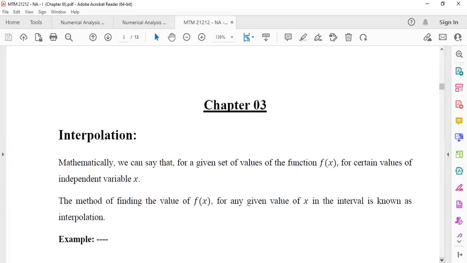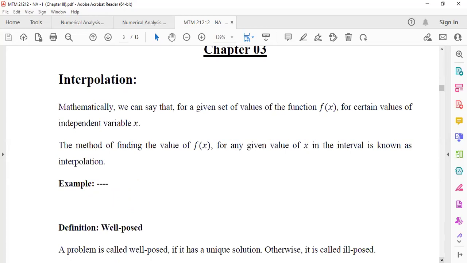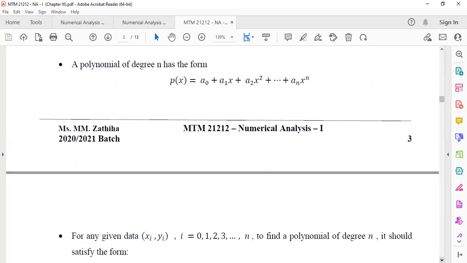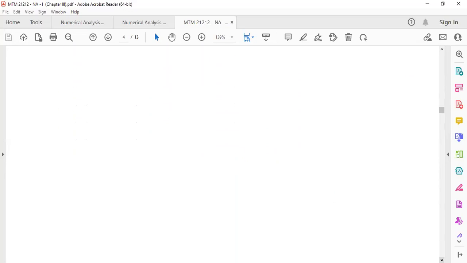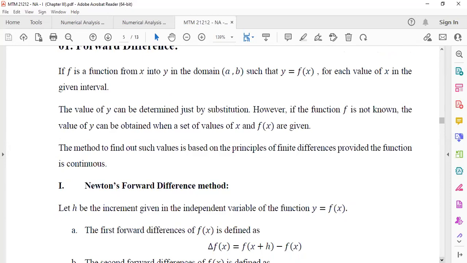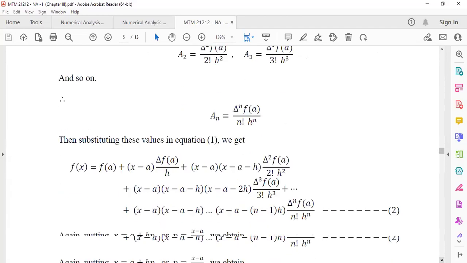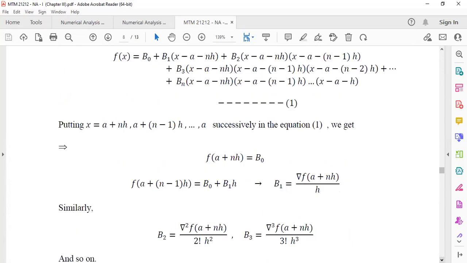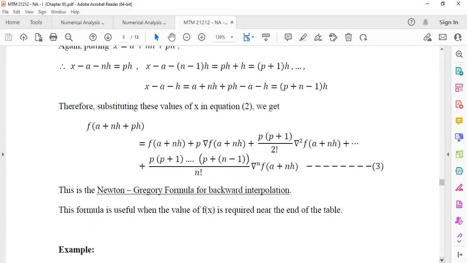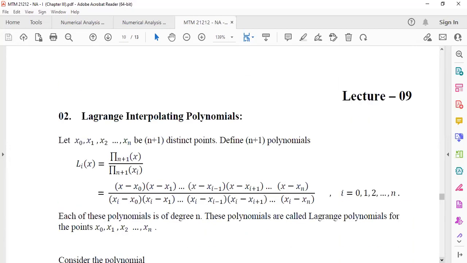So in our last lectures, we started to define the interpolations, and we have seen our interpolation methods for equal interval x values. What if the intervals are unequal? We also have a method which is called the Lagrange interpolation polynomial.